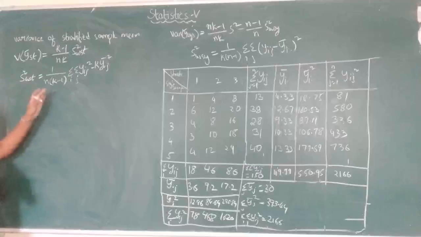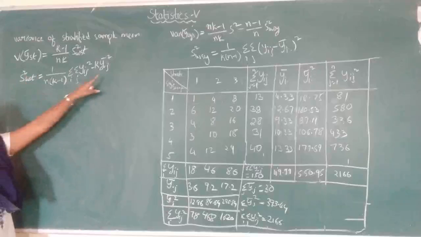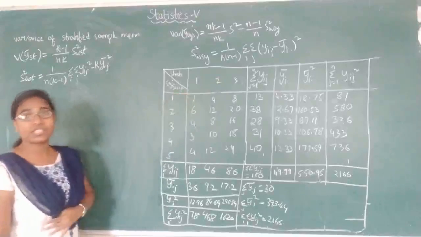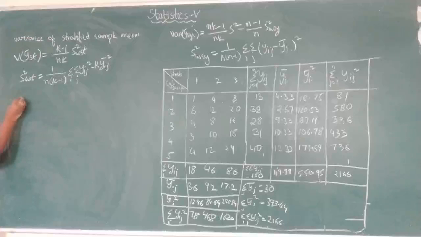Sorry, jth strata only, not the ith sampling units. Always j indicates the strata, right? 1, 2, 3, j values are stratum values. So here we are calculating for stratified random sampling S square wst. So we take y dot j bar square only. Now substitute all the values.